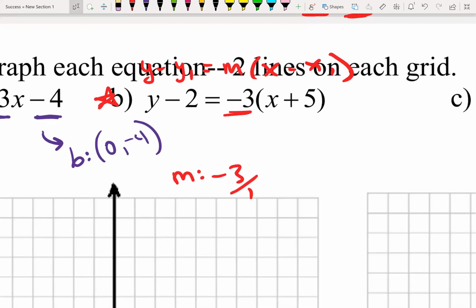When I go to pull out the point from this equation, over here by the x, we have this positive 5. So remember, that negative is always there. So instead of a positive 5, it's really minus negative 5, which means when I go to write my x term, it's actually a negative 5. Here, y minus 2. We said it's always a minus, so just this part here is my y value, which means it's just a 2.